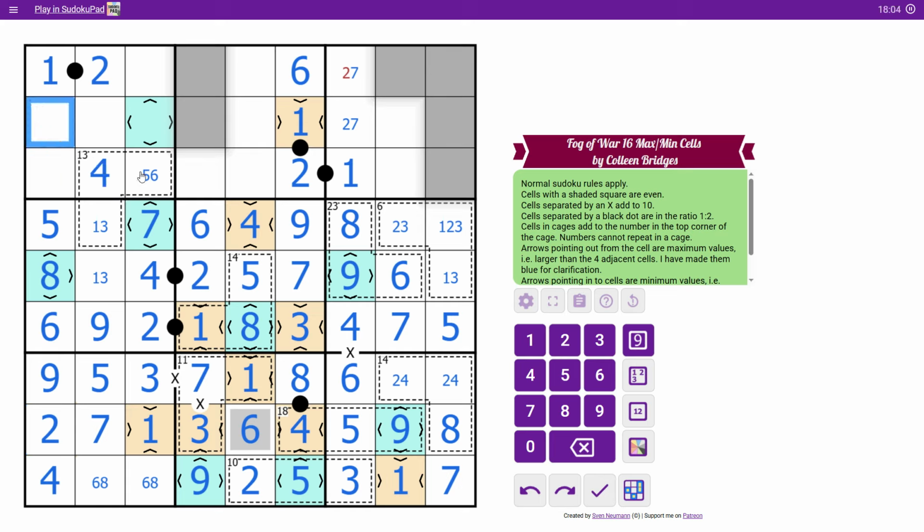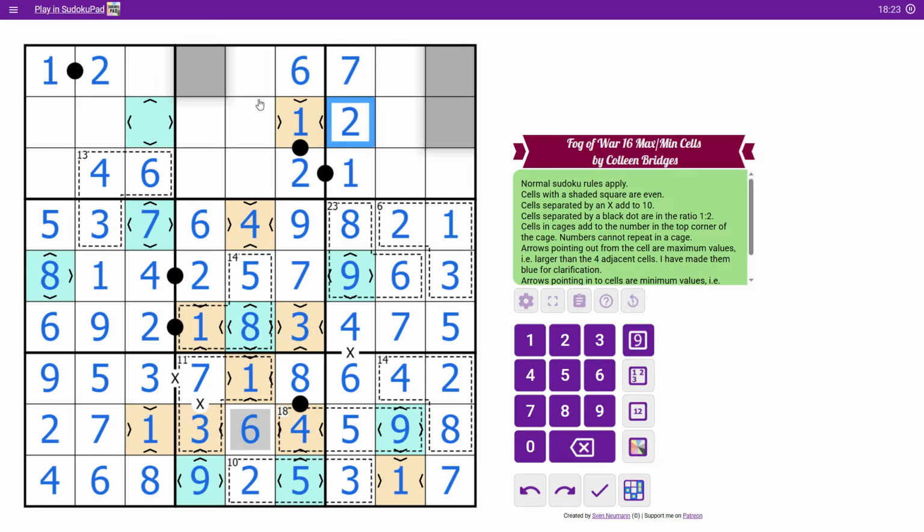That's got to add to 13 now, so it's got to be a 9, which is 6 and 3. And that's a 1, 3, 2, 1, 4, 2. All of them resolved just about. 6 and a 7 and a 2.